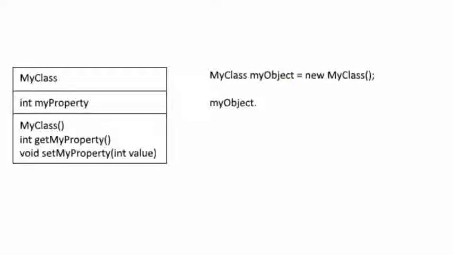The name of the object is myObject. We follow the name with a dot. The dot separates the name of the object and the name of a method. We follow the dot with the name of the method setMyProperty.